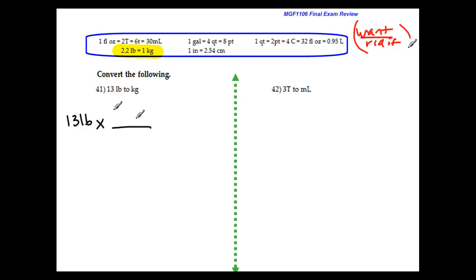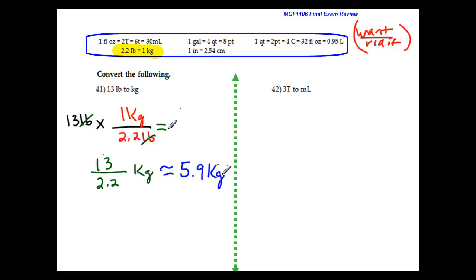So we want, on number 41, the kilograms. So 1 kilogram goes on the top. We want to get rid of the pounds. 2.2 pounds goes on the bottom. A double check. These should cancel. So now 13 times 1 is 13. We have 13 divided by 2.2. My units that are staying are kilograms. We're going to take 13 divided by 2.2 in our calculator, and remember we're rounding to the nearest tenths place, which is 1 decimal place. So our answer here should be 5.9 kilograms.